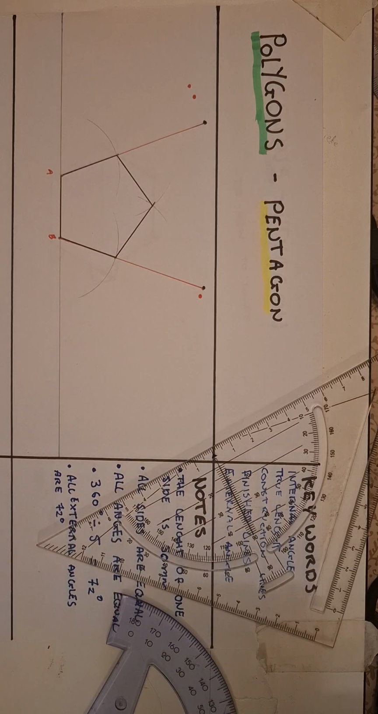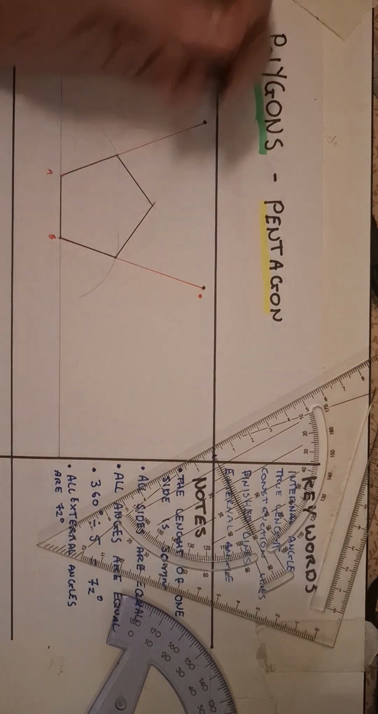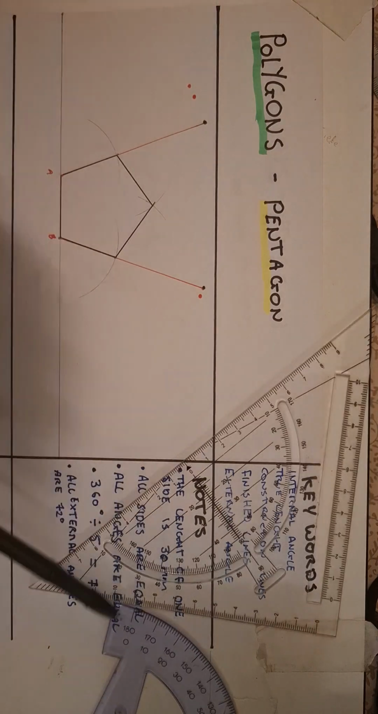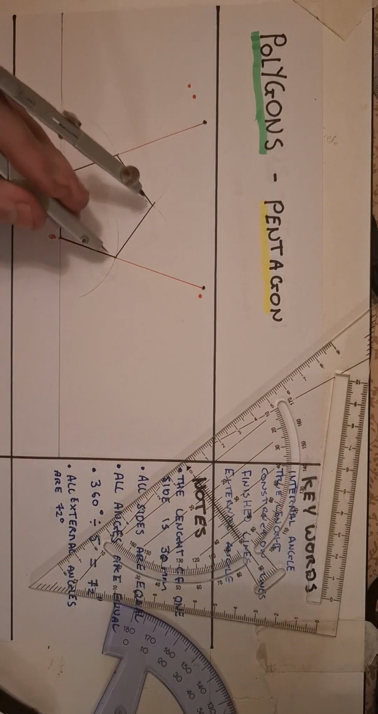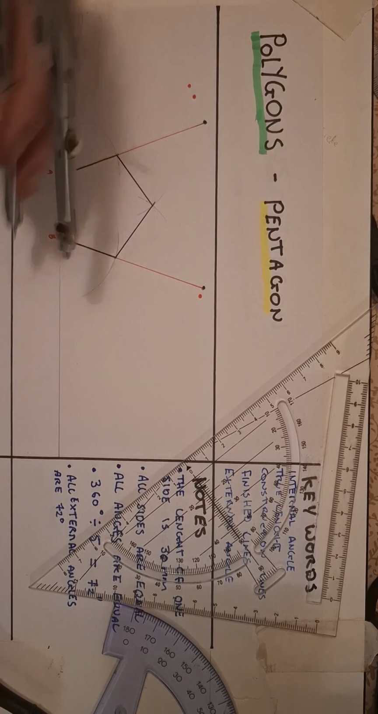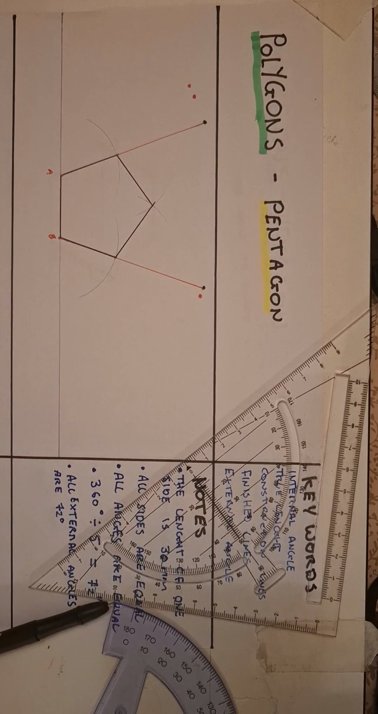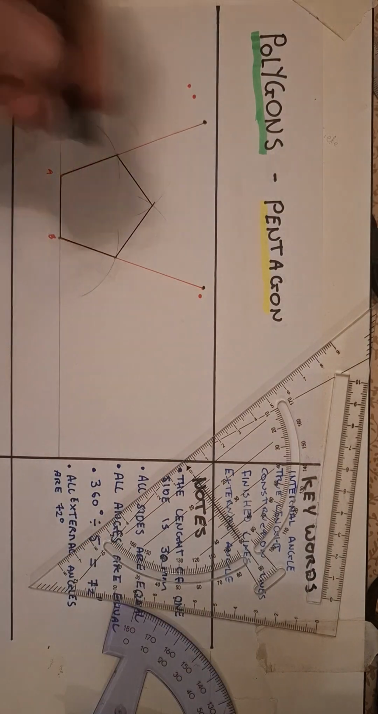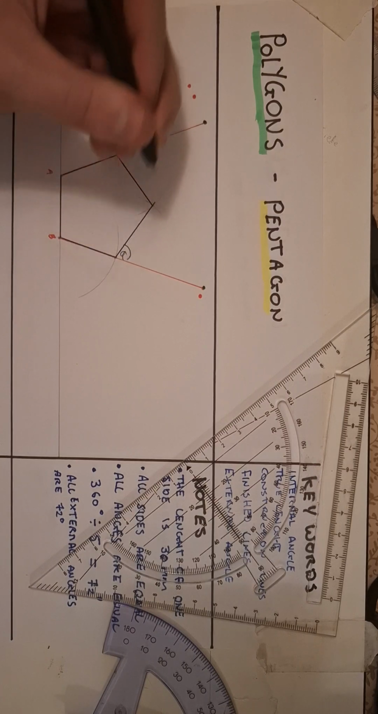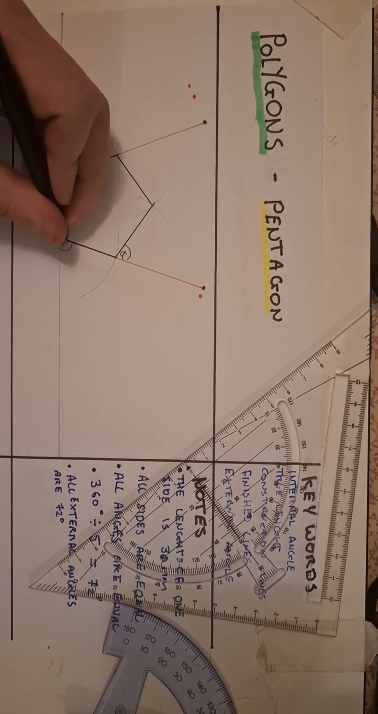And once again, like we did with the hexagon, to prove that this is correct, we look at our compass here. You can just check that your lines are all the same length, which they are in this case, and also your angle is the same. So the angle in here and the angle here is all the same.